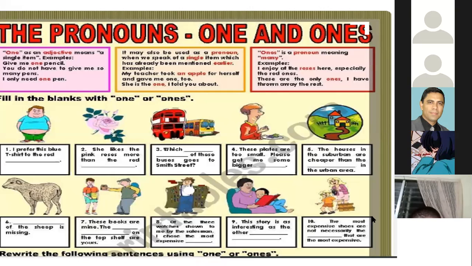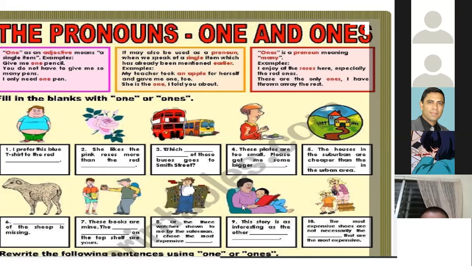Ok, very good. Number 10. The most expensive shoes are not necessarily the ones that are the most expensive. Very good. Es un poco rara la oración porque dice, los zapatos más caros no necesariamente son los que son los más caros. Un poco extraña la oración, pero bueno, el punto es que como habla de shoes, plural, so we use ones. Very good. I like that you have it clear. Me gusta que ya manejan esta parte.